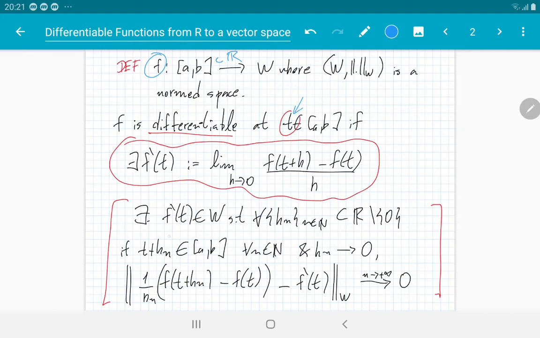And if you want that in another form, you just say, well, the derivative exists if there exists this vector in W, which we call the derivative of f at t, such that whenever you take a sequence of non-zero real numbers h sub n, such that t plus h sub n is always in (a, b), so that you can compute this value, and also such that h sub n goes to 0, then the difference between the quotient above, f of t plus h sub n minus f of t divided by h sub n, and this candidate for the derivative goes to 0 in the topology of W. When you take the norm of the difference, it goes to 0 as n goes to infinity. So that's the definition of differentiable.